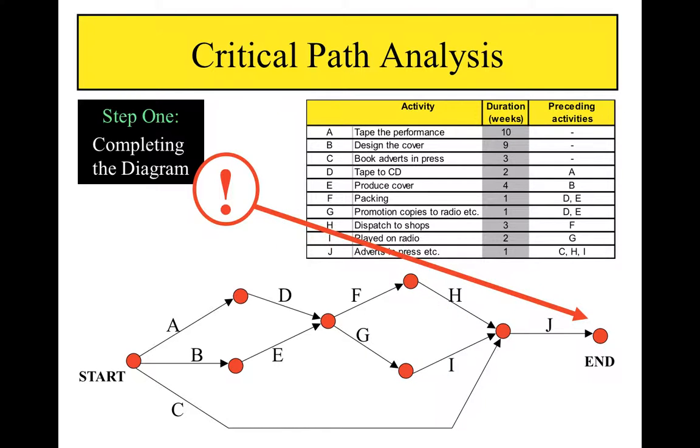Finally, we note that J does not appear in the column of preceding activities. Since there is no activity which J precedes, it must be at the end of the project. In a critical path diagram, all activities must lead to another activity or the end of the project.